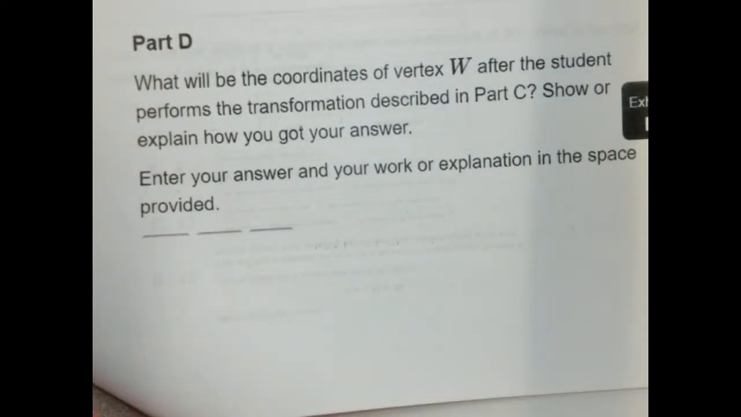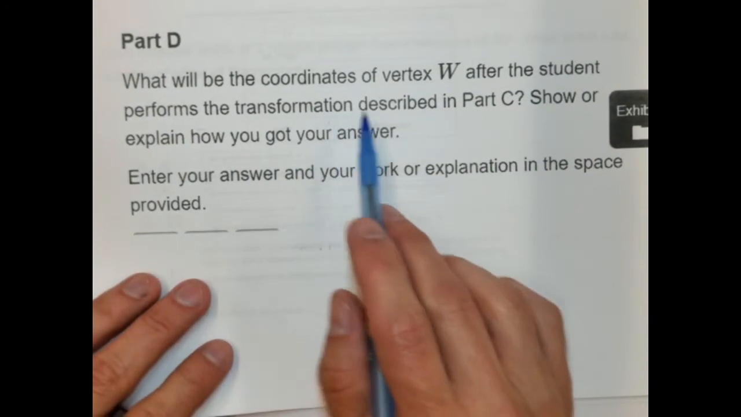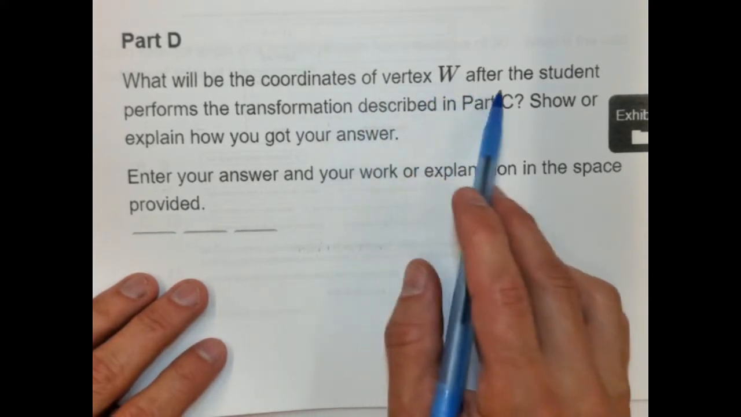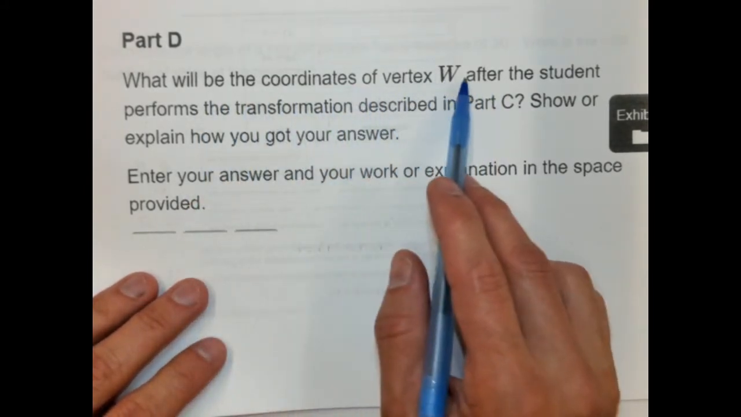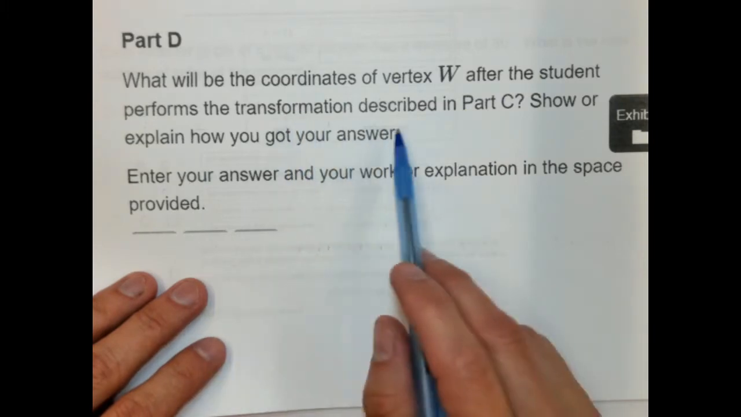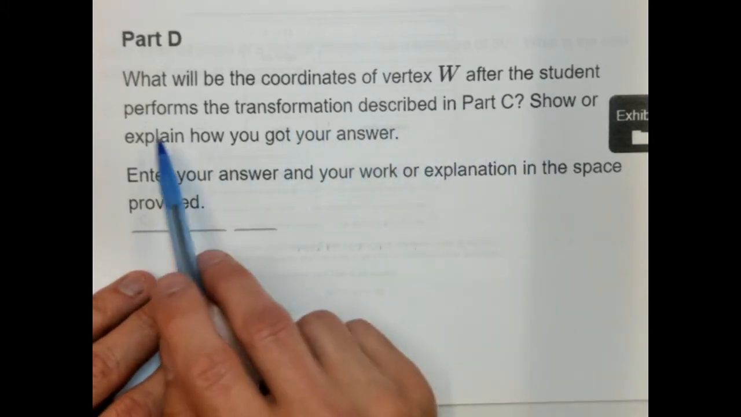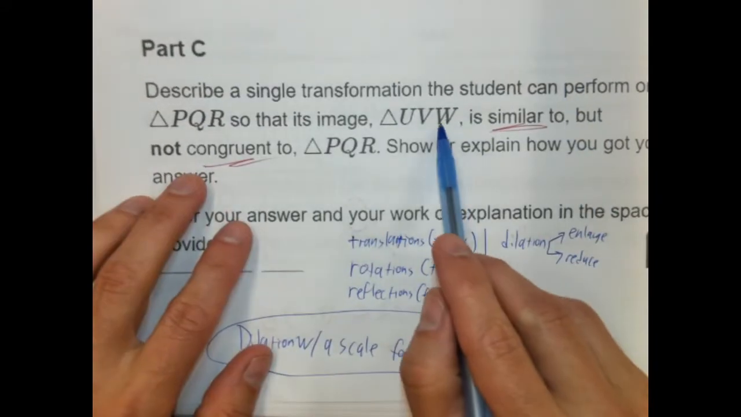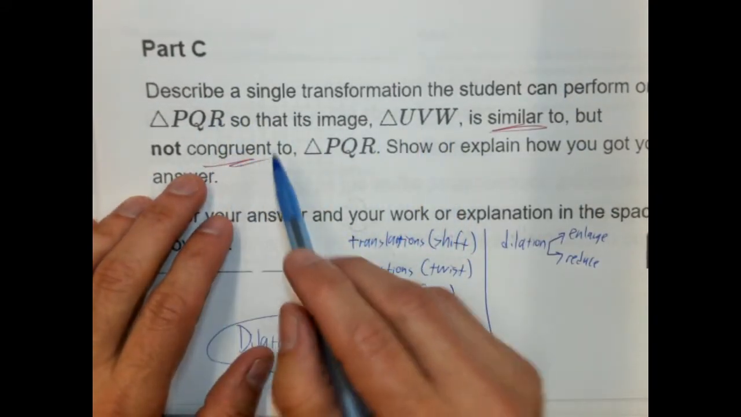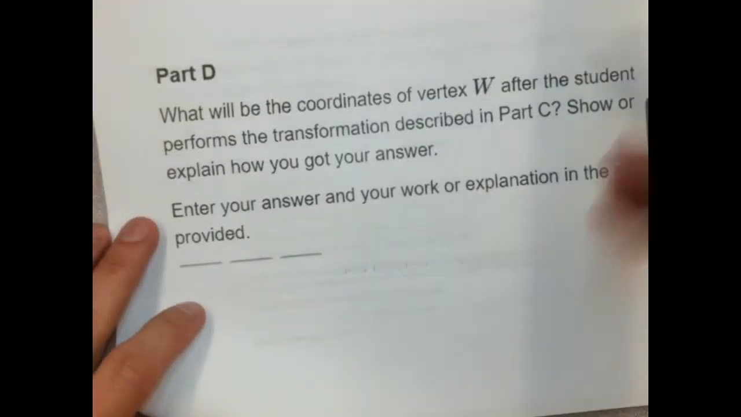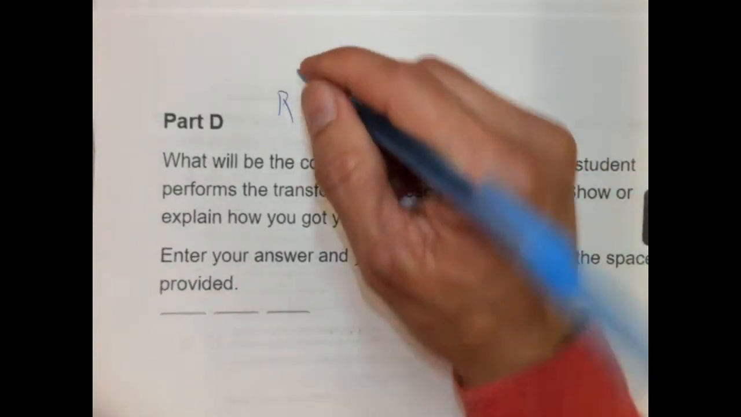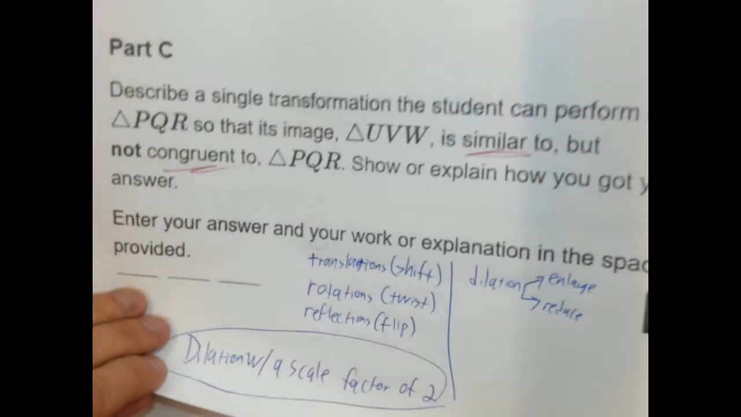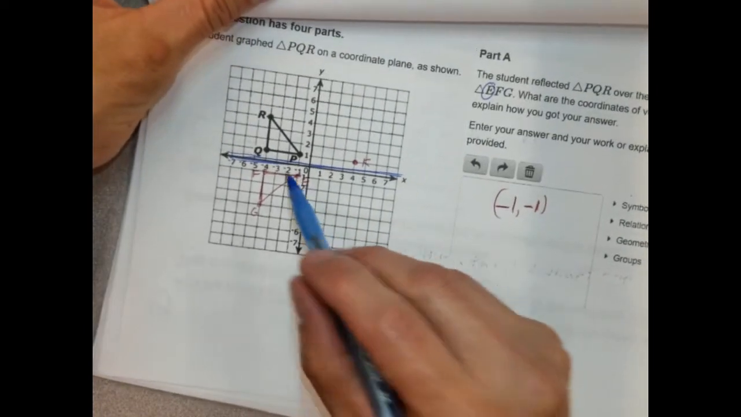All right, part D. What will be the coordinates of vertex W after the student performs the transformation described in part C? Show or explain how you got your answer. So vertex W matches up with R, so we're going to need R first. Point R is here. So it's -4, +4.